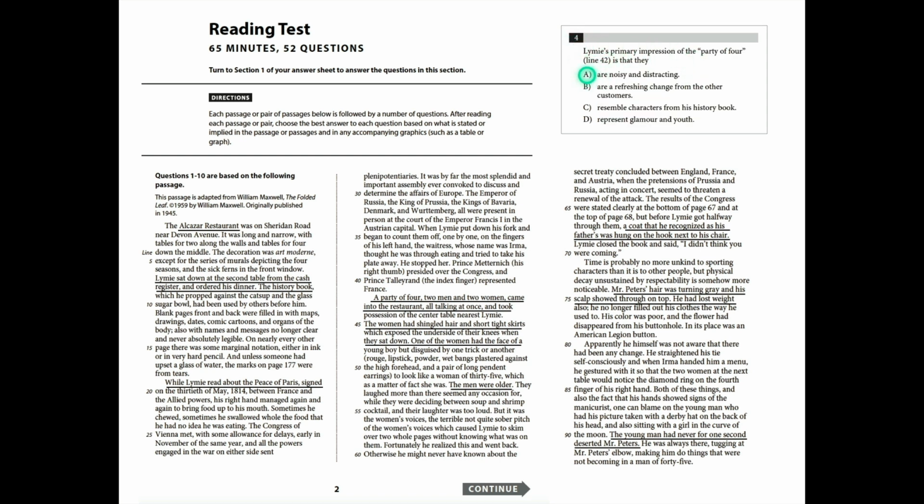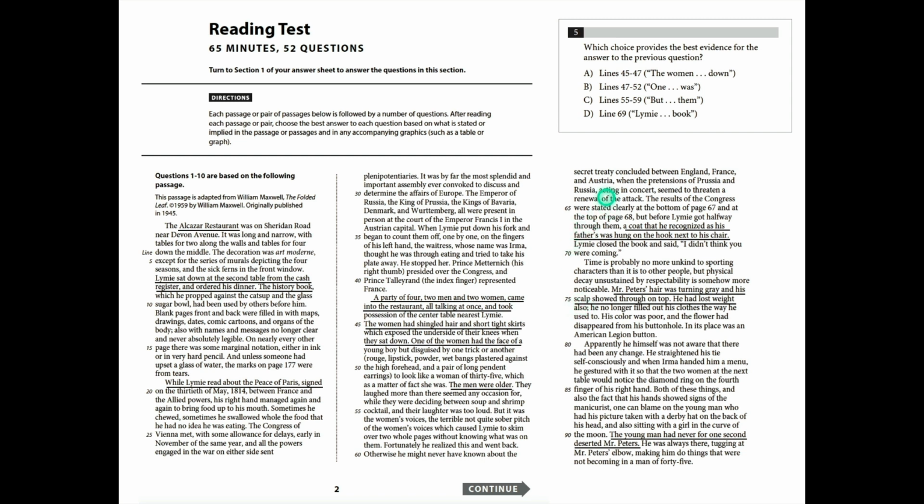But we already found that the answer to question 4 was A, and it dealt with this information here. The laughter was too loud, but it was the women's voices. The terrible, not quite sober pitch of the women's voices caused Lemmy to skim over the 2 pages without knowing what was on them. So, in other words, once we found the information for question number 4 in lines 55 to 59, it's a slam dunk. The correct answer for question number 5 is C, lines 55 to 59.